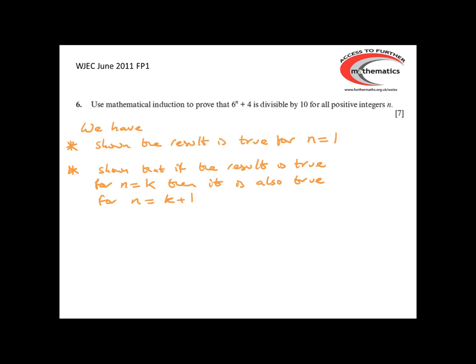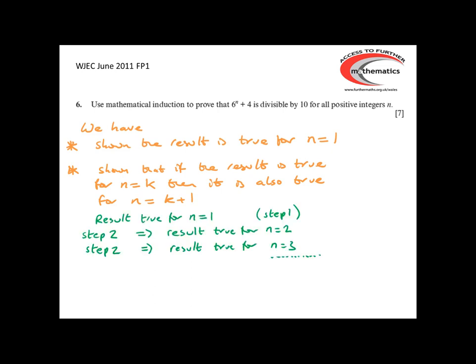So, we've shown that the result is true for n equals 1. We've shown that if the result is true for n equals k, then it is also true for n equals k plus 1. Knowing that it's true for n equals 1, step 2 enables me to deduce that it must be true for n equals 2. Knowing that it is true for n equals 2, step 2 again enables me to deduce that it must also be true for n equals 3, and we can carry that process on ad infinitum, so we therefore know that the result is true for all positive integers n.